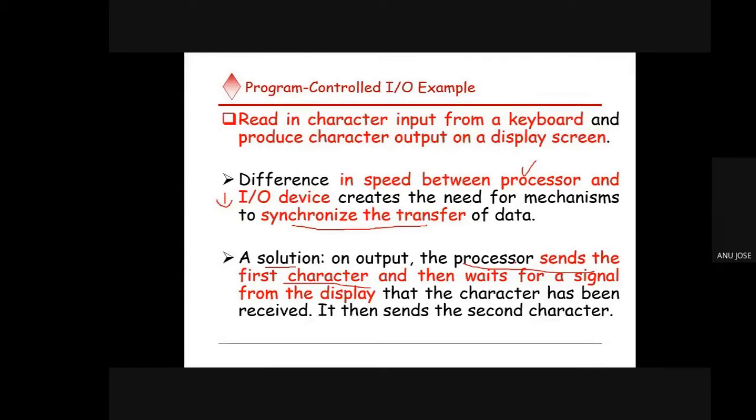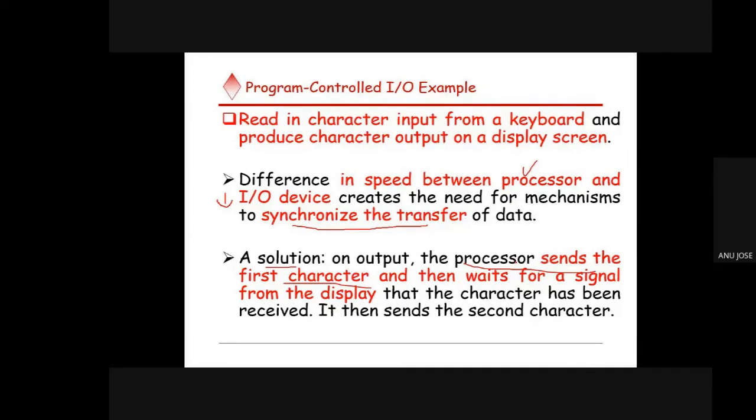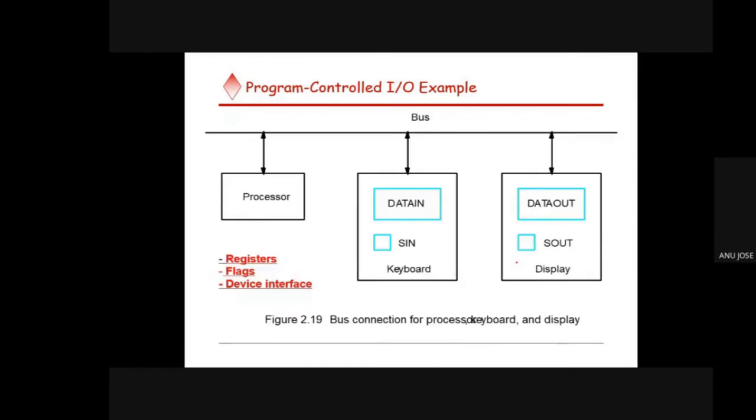So the first character is sent to the output device. The output device gives a signal that it has got the first character, and acknowledges back to the processor. Then the processor sends the second character. That way it proceeded, but there is still a loss of processor speed, and it affects processor efficiency. So we come to a buffer scheme. This is what I have told you.